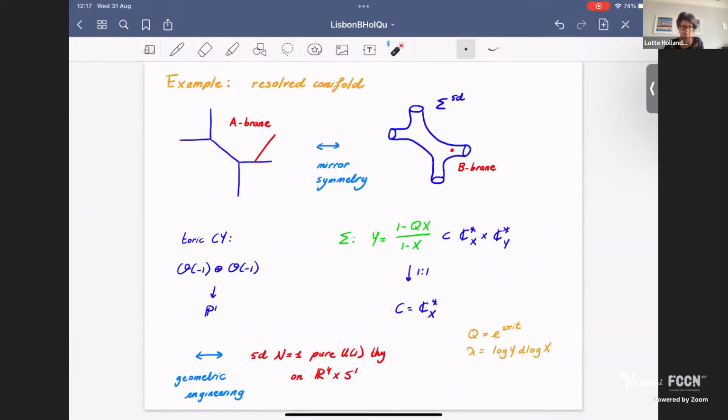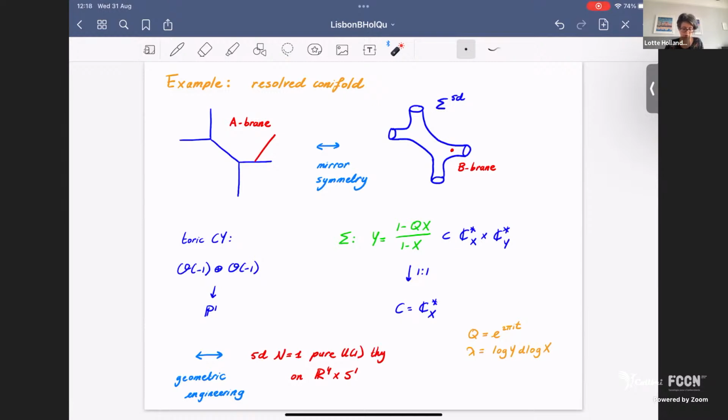The next example is the resolved conifold. So maybe I can use 2 minutes to say something about that. The resolved conifold geometry is exactly the geometry corresponding to this toric diagram that we've seen before. The Seiberg-Witten curve is a fairly simple equation in terms of y and x, where q was this exponentiated scalar parameter. And what I want to do is consider it as a covering, but just a covering with one sheet over C star.